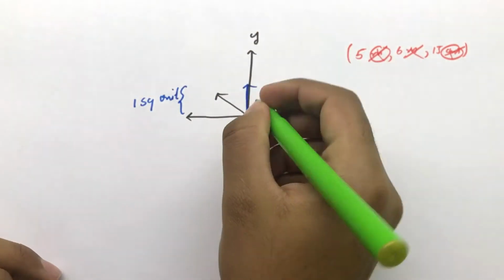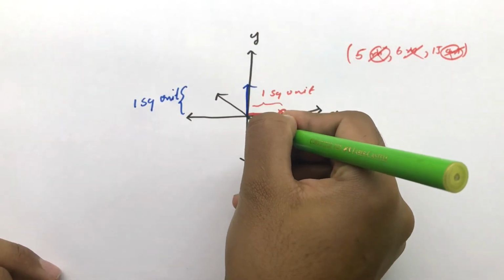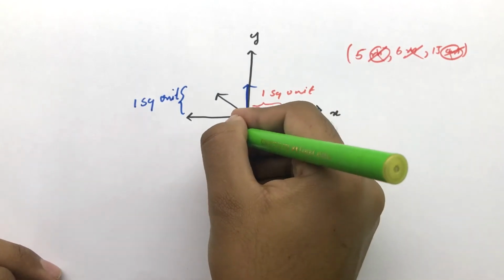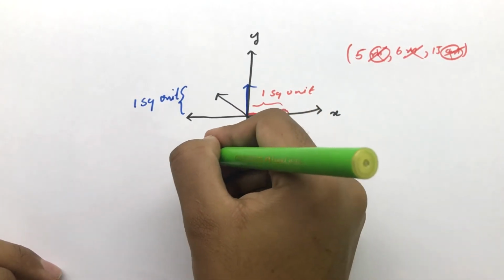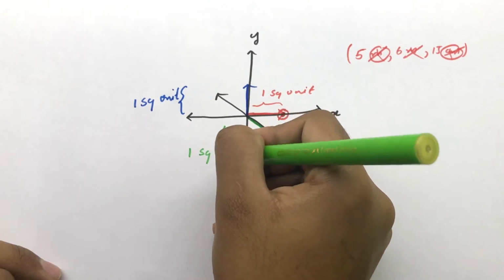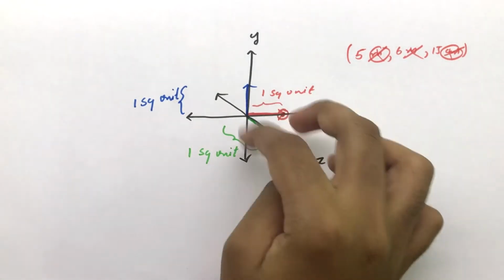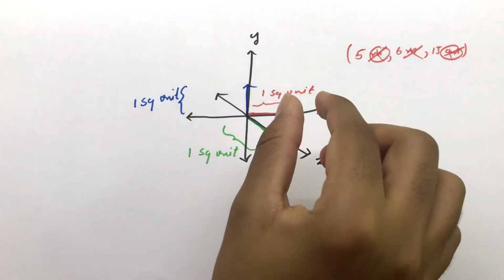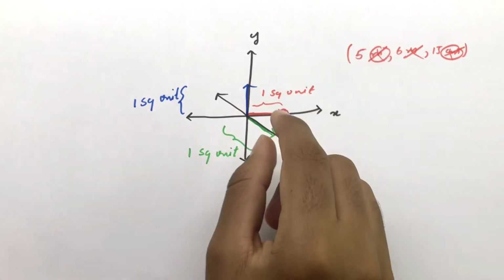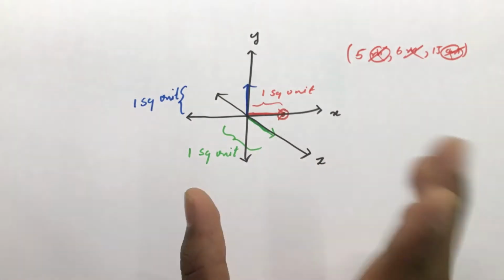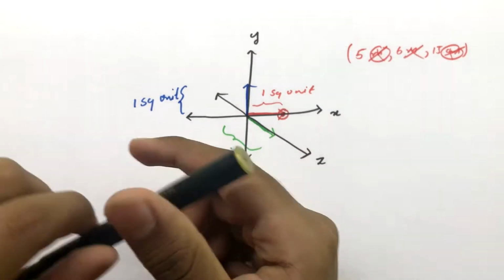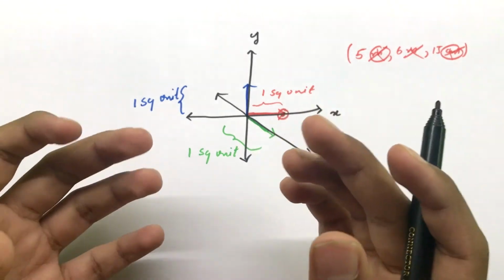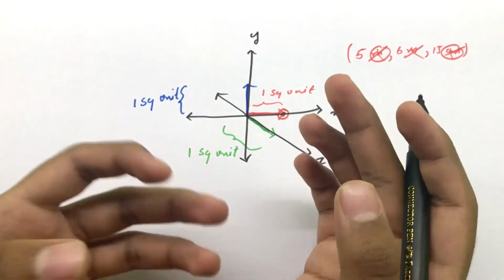And I'm going to draw one last line along the z-axis. This green line is a line along the z-axis, whose magnitude also happens to be 1 square unit. Okay, so now I have basically 3 lines, the 3 colored lines along the 3 different axes, each whose magnitude is 1 or length is 1 square unit. So now in vectors, using these 3 basic vectors, we can represent any other quantity or any other vector.